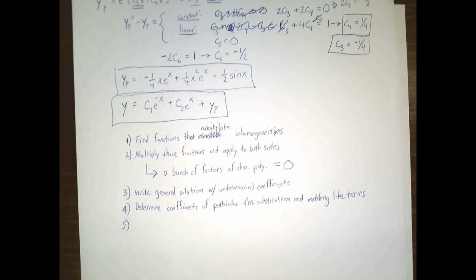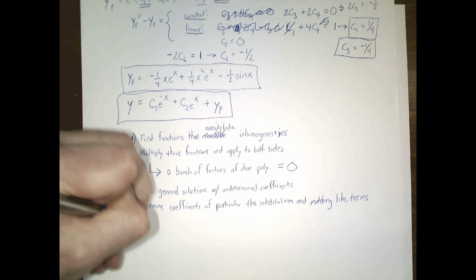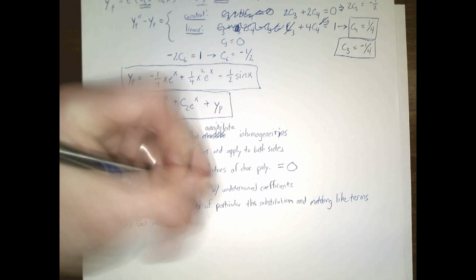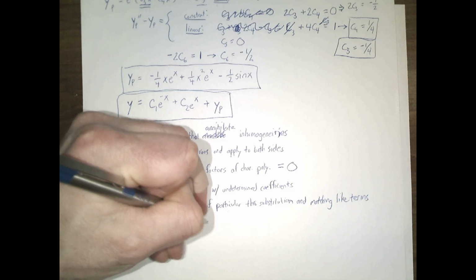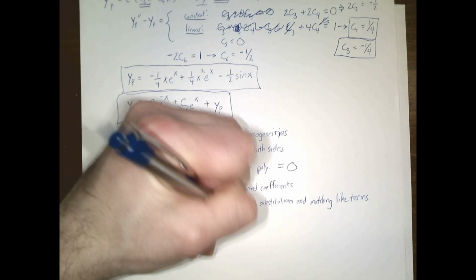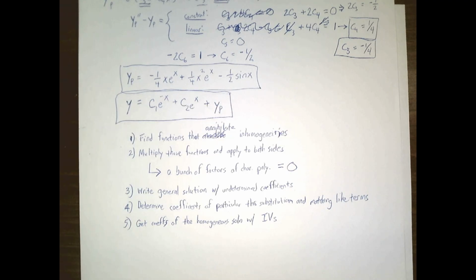And then finally, should you have an initial value problem, you can get the coefficients of the homogeneous solution with initial values, IVs. And that's how you break it down. That's how you annihilate those differential equations.